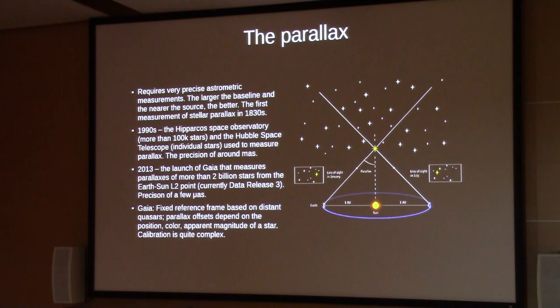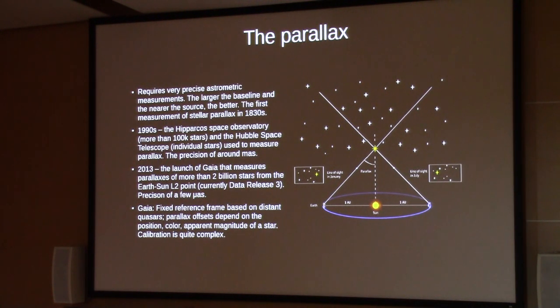Here we were able to obtain the precision of around a few milliarcseconds. And another great breakthrough that is happening still right now, this is the Gaia Space Observatory that observes more than 2 billion stars in our galaxy and gives us their parallaxes with precision of even a few microarcseconds. So there are consecutive data releases from Gaia.